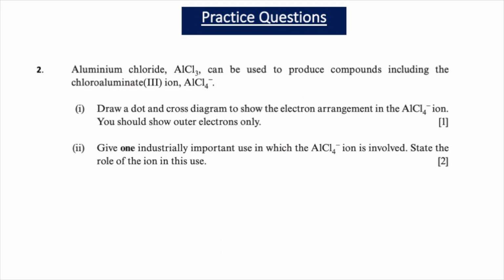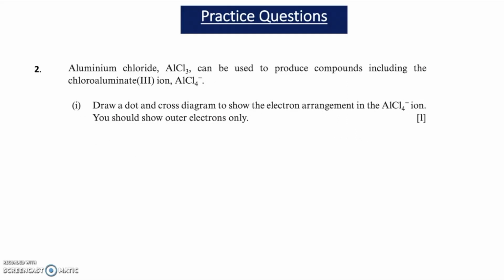So here's our second practice question. Once again, read through the question, pause the video, have a go at it, and then we'll go for the answers. So question 2 says aluminium chloride AlCl3 can be used to produce compounds including the chloroaluminate(III) ion AlCl4-. And it says draw a dot and cross diagram to show the electron arrangement in the AlCl4- ion.